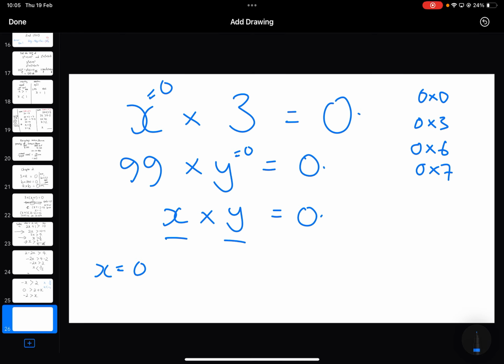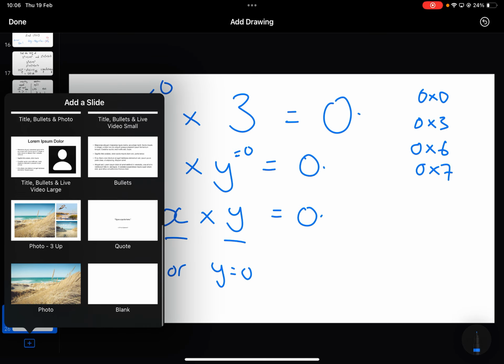Or there is another solution. Yeah, y equals to 0. If my y is equal to 0, this time I don't care what x is. Okay? As long as y equals to 0, whatever x becomes, never mind. Left hand side will still be 0 multiplied by something becomes 0. Okay? So now, understanding this, we go one step further.